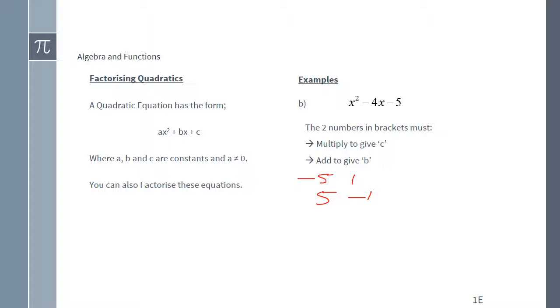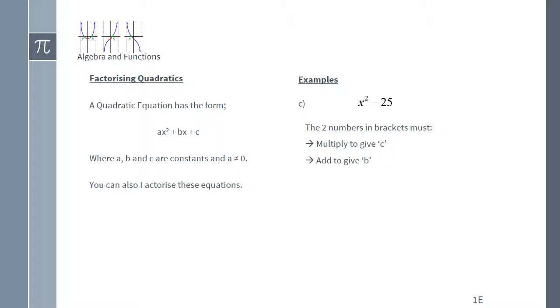Which of these add to be minus 4? Well, it must be that one there. Suitably drawn circle around it. So that means that when we factorise it, we get x minus 5, x plus 1.